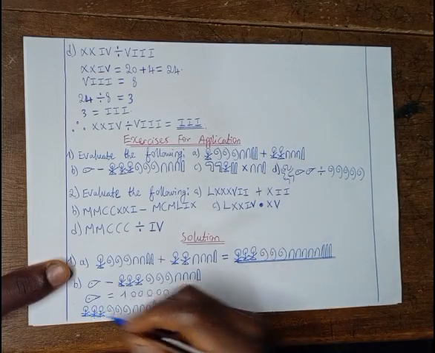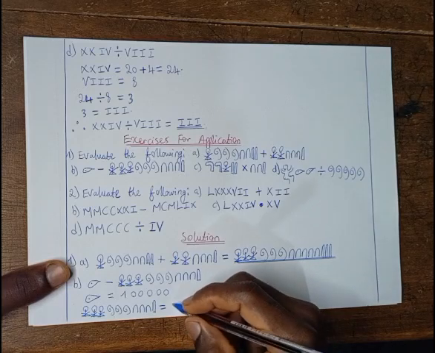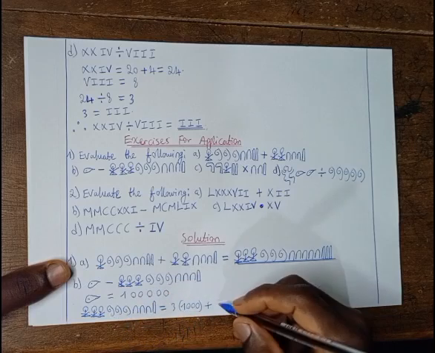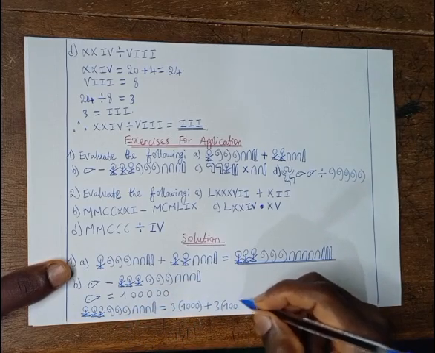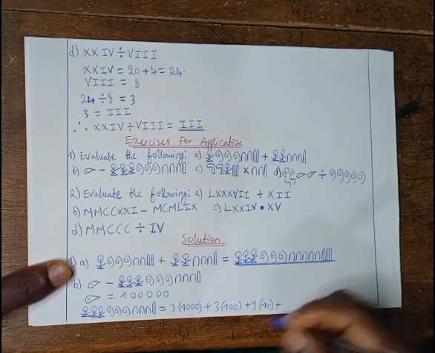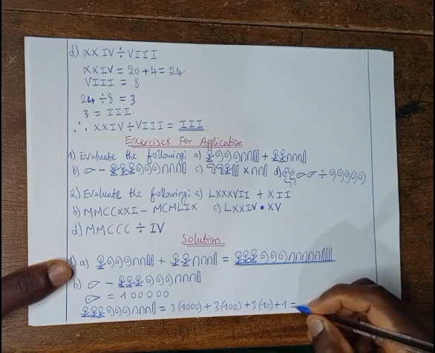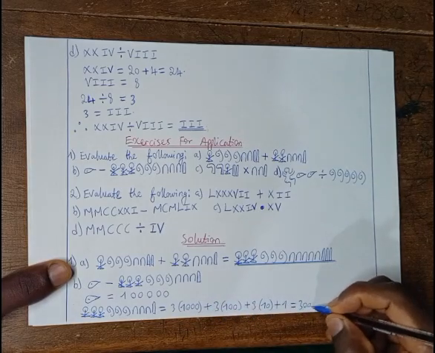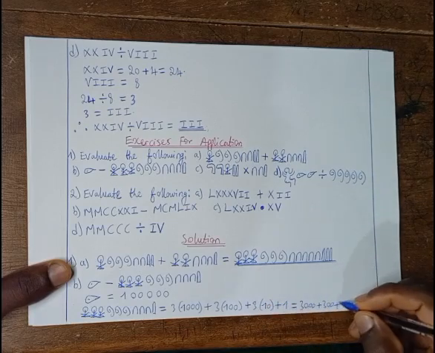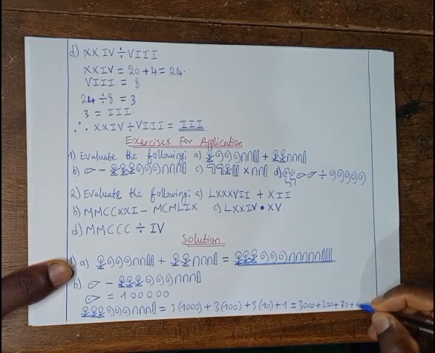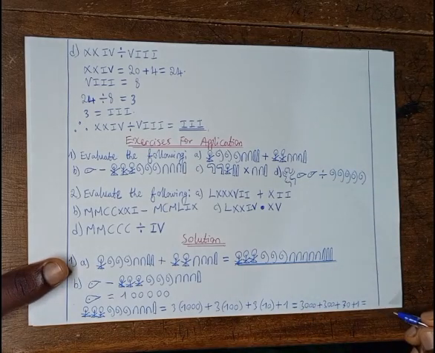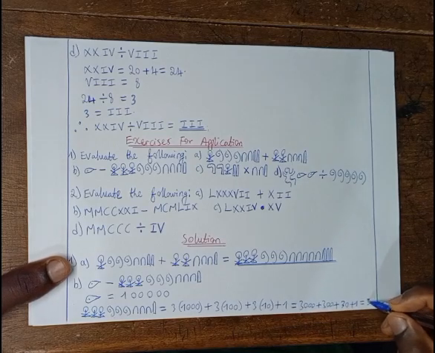This will simply be equal to, we know a lotus flower represents 1,000. There are 3 of them, so 3 times 1,000 plus 3 spirals, and we know a spiral represents 100, plus 3 hell bones. We know a hell bone represents 10, plus a straight finger which represents 1. So this will give us 3,000 plus 300 plus 30 plus 1. If we add, this will give us 3,331.